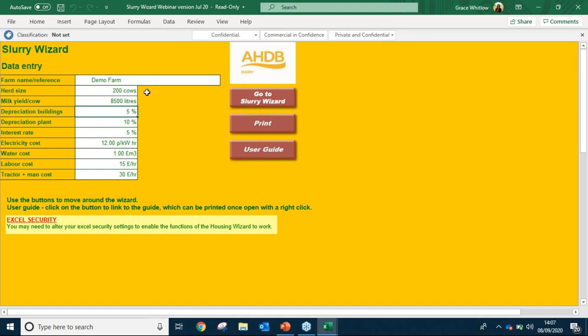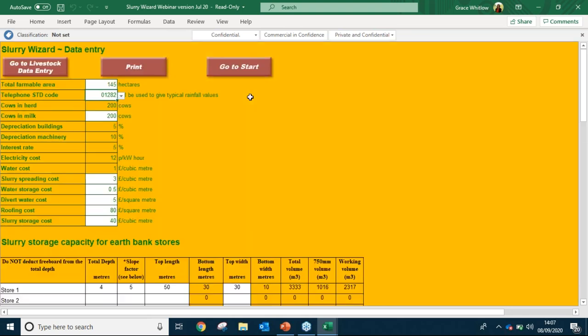So having invested in the initial information, we go through to the Slurry Wizard and it is asking us for some more information. Total farmable area here, in this case is 145 hectares, and of course that's the area of land available to the farm for spreading manures. We need the telephone SGD code, and that's used to identify the location of the farm and therefore the typical rainfall for that area. So that gets entered in there.